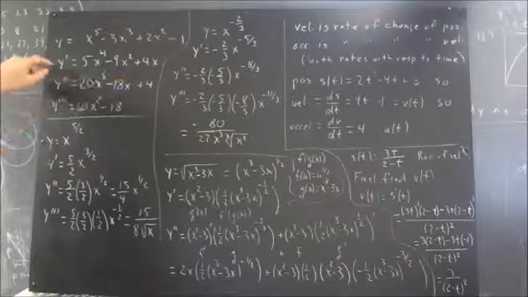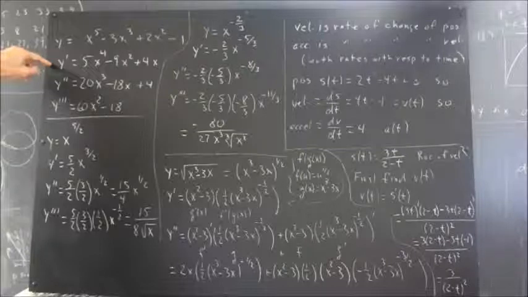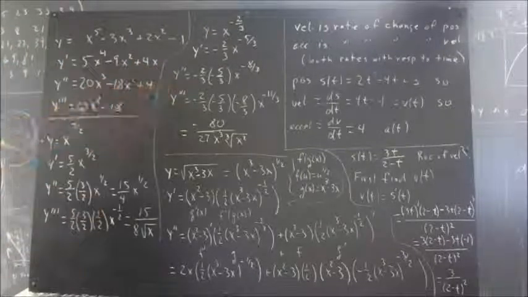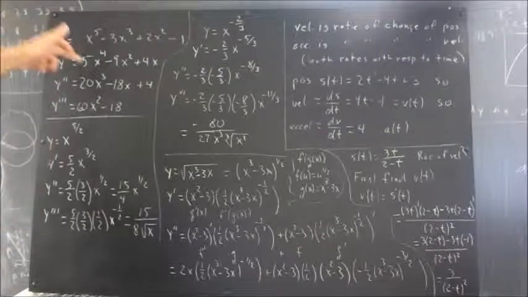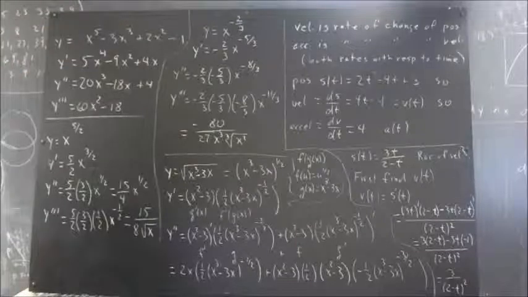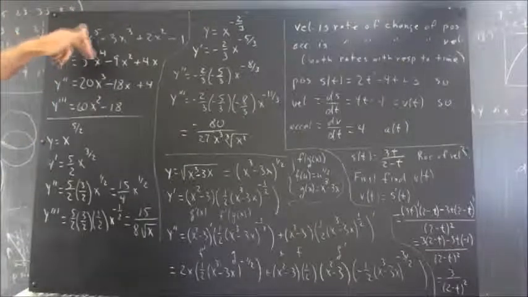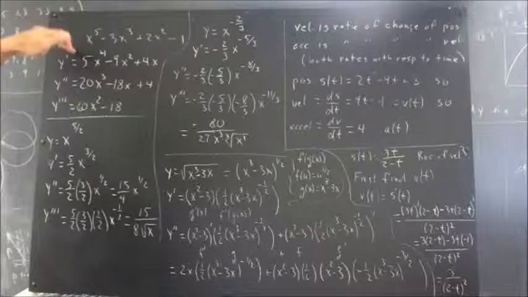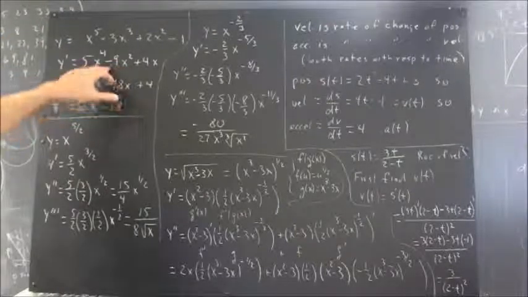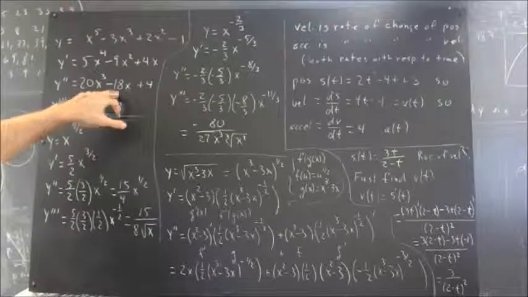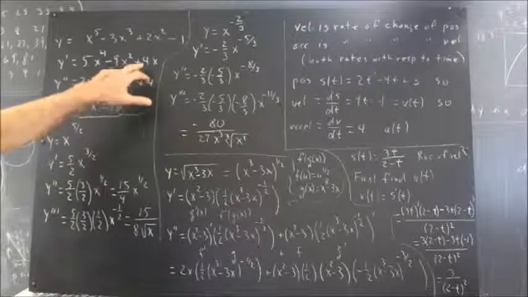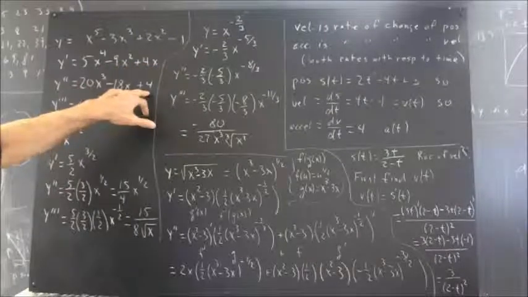And then the second derivative is the derivative of the first derivative. So we simply take the derivative of the y prime function. Derivative of x to the fourth being 4x cubed, multiplying by 5, we get 20x cubed. Derivative of x squared being 2x times minus 9, we get negative 18x. Derivative of x being 1, 4 times the derivative of x is just 4.